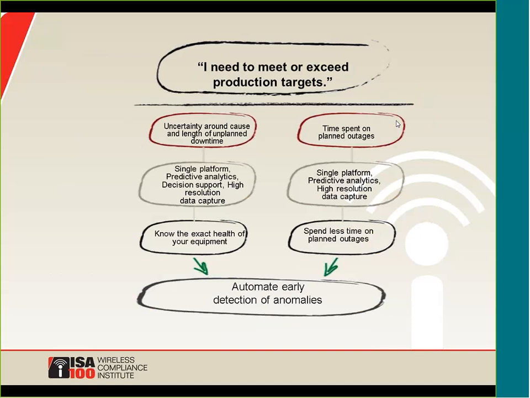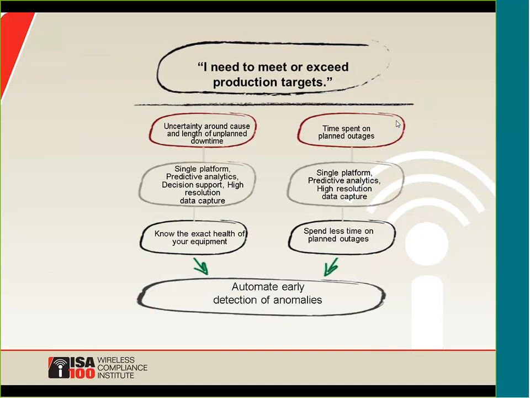Okay, so needing to meet or exceed production targets. What are some of the challenges there? Well, certainly uncertainty around the cause of an unplanned outage and how long it's going to take to fix it. On planned outages, there's always uncertainty around how much time it's going to take to actually execute the outage and get things back into service. What are some ways to mitigate those challenges? Having a single condition monitoring platform that has predictive analytics, enabling you to look around corners when appropriate and be able to do a deep dive on the specific problem during a planned outage so that you've planned properly.